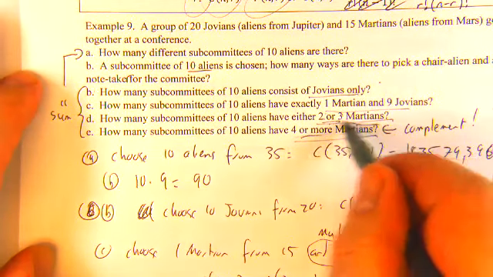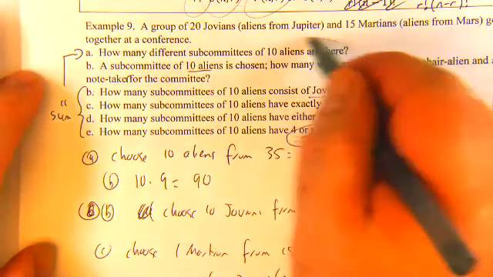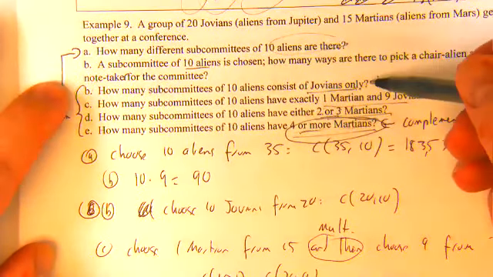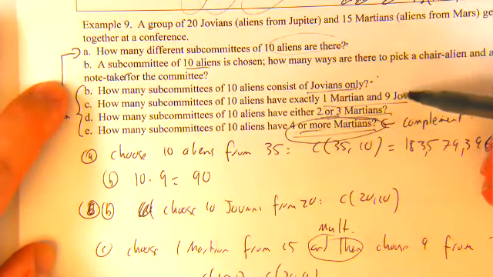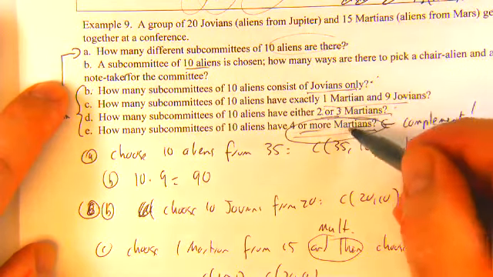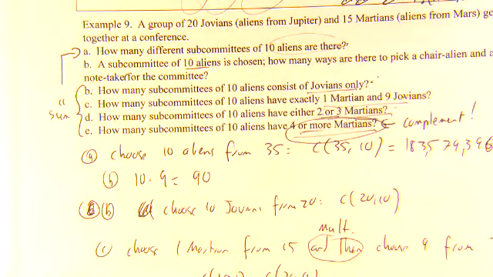So what's the answer to this one? Well, we know the answer to this question, minus the answer to this one, minus the answer to that one, minus the answer to that one. That'll give us the answer for the last one.